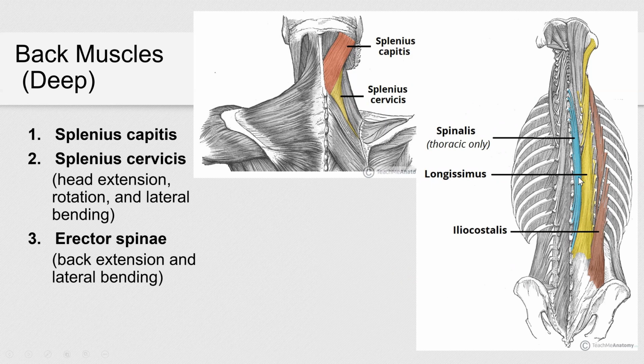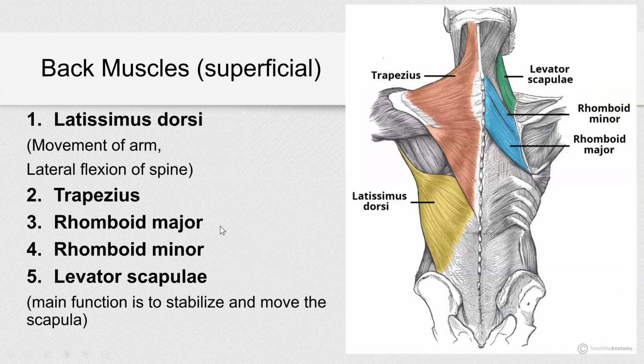We have, again, a group of muscles, and the group is called erector spinae muscle, important for back extension and lateral bending. Now, there are 3 major muscles that make erector spinae: spinalis, longissimus, and iliocostalis, shown here in different colors. Spinalis is blue, longissimus yellow, and iliocostalis is brown. Now, all these 3 muscles together are called erector spinae muscle.